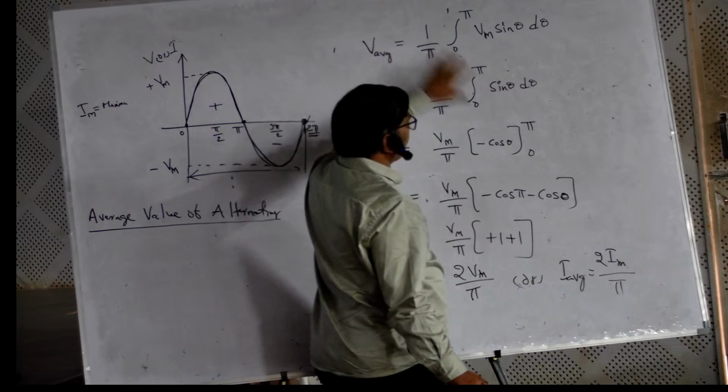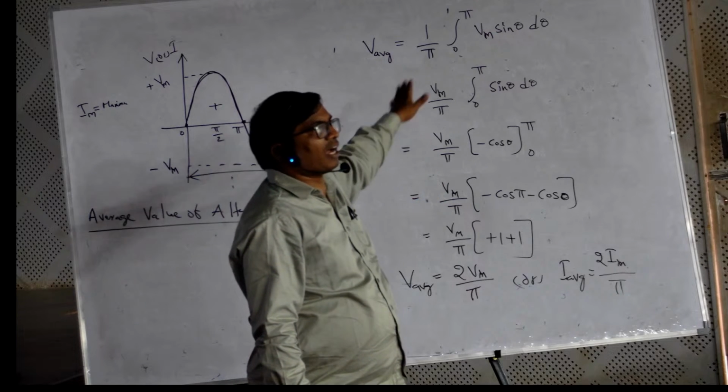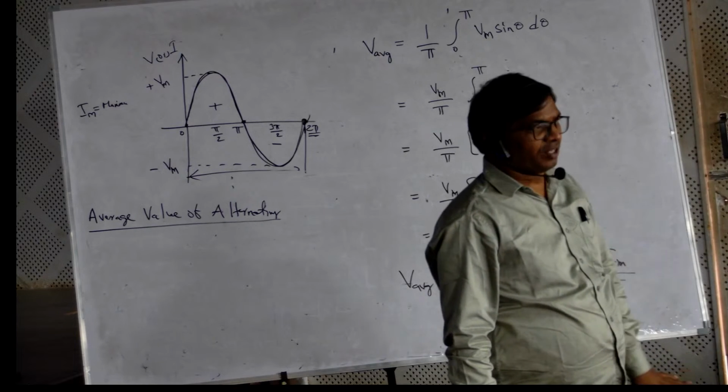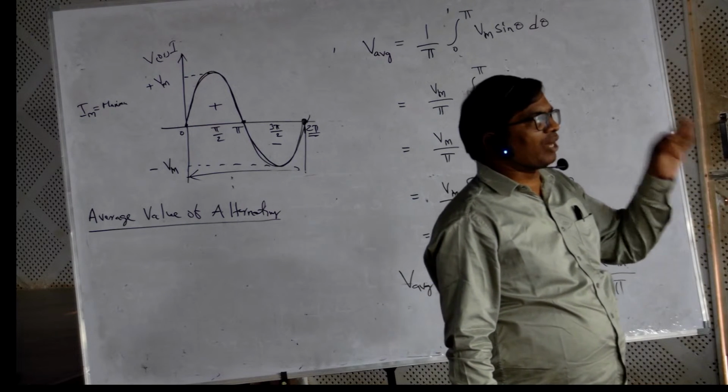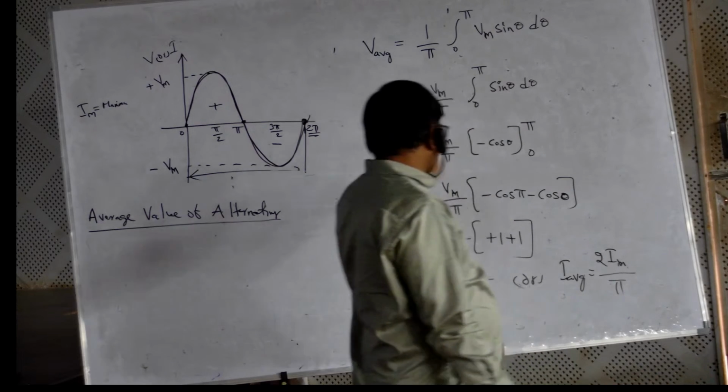So you will get this as a long answer question. Long answer question: derive the average value of alternating quantity. Derive the RMS value of the alternating quantity. It's very, very important. Kindly note down.